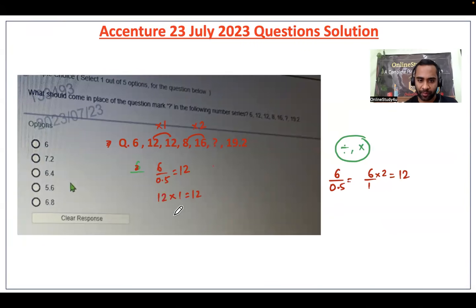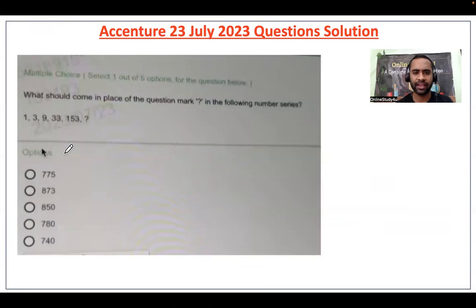Now again from 12 to 8, what you have to do, you have to divide by 1.5. 0.5 and now 1.5, so it will become 8. Next is 8 into 2, that we have already got. Now next is 16 divided by 2.5. So basically 0.5 into 1, 1.5 into 2, 2.5. So this will give you 6.4, and next will be multiplied by 3. So 6.4 into 3 will be nothing but 19.2. So the answer which you are looking for is nothing but 6.4. Option C is the correct answer, and definitely it's not an easy sum here.